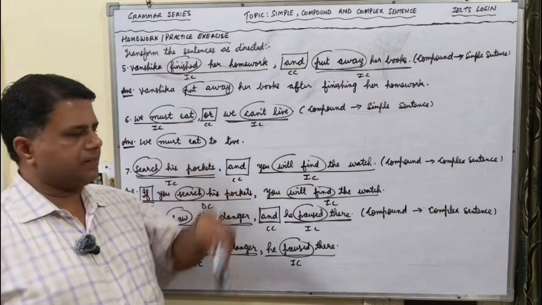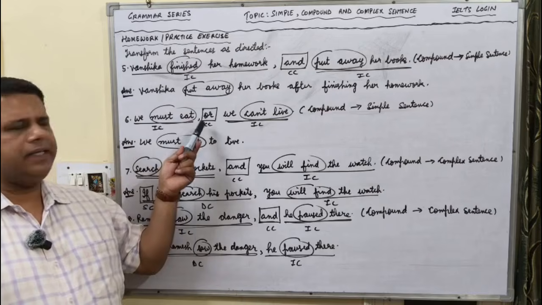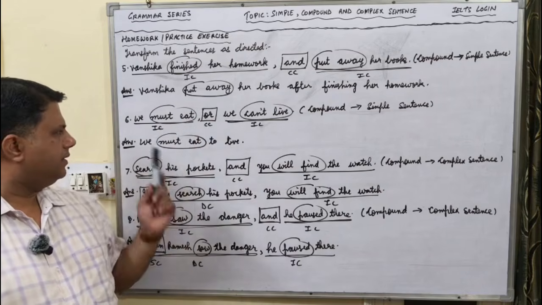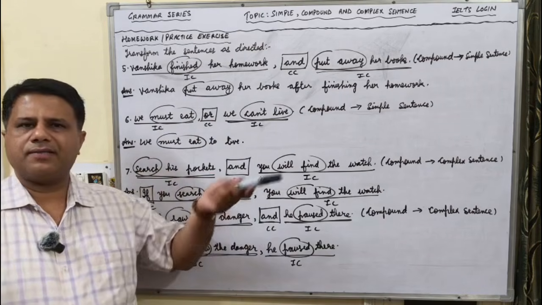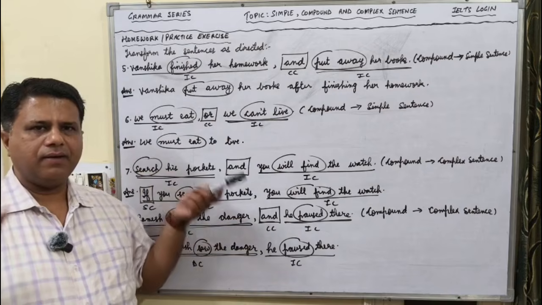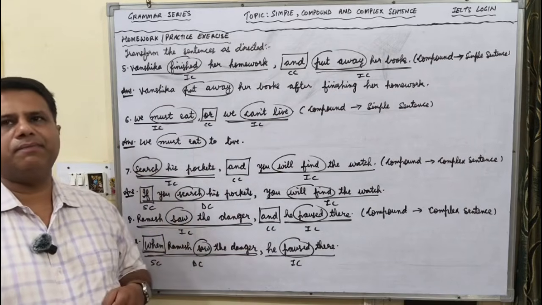So this is a simple sentence. We must eat or we can't live. Very easy. We must eat to live. That's all. So "must eat" is the tense element, only one tense element is there. So it's a simple sentence.